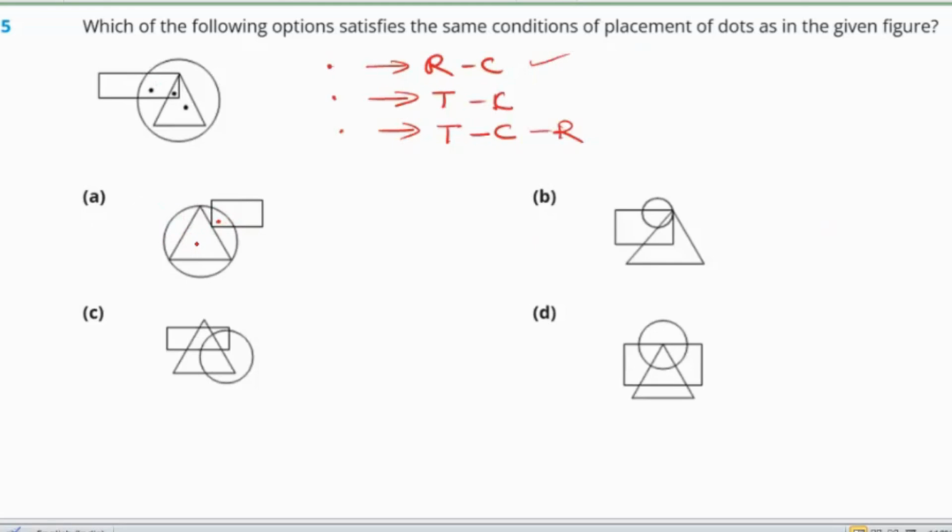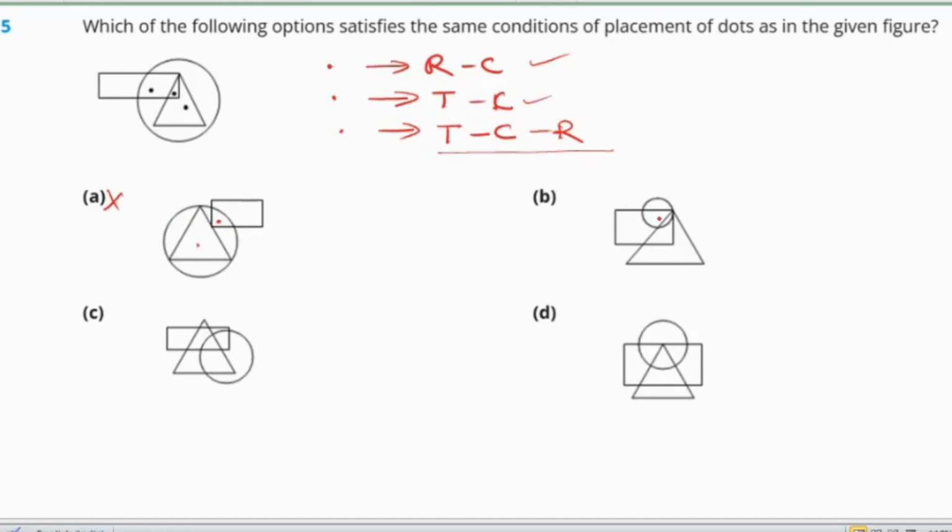And if we put one dot over here, we can say that one dot is covering triangle and circle as well. But there is no common area for all the three shapes, which are triangle, circle, and rectangle. So we cannot put any dot that combines all the three figures. So option A cannot be a correct answer. Got it? Now let's go with option B.